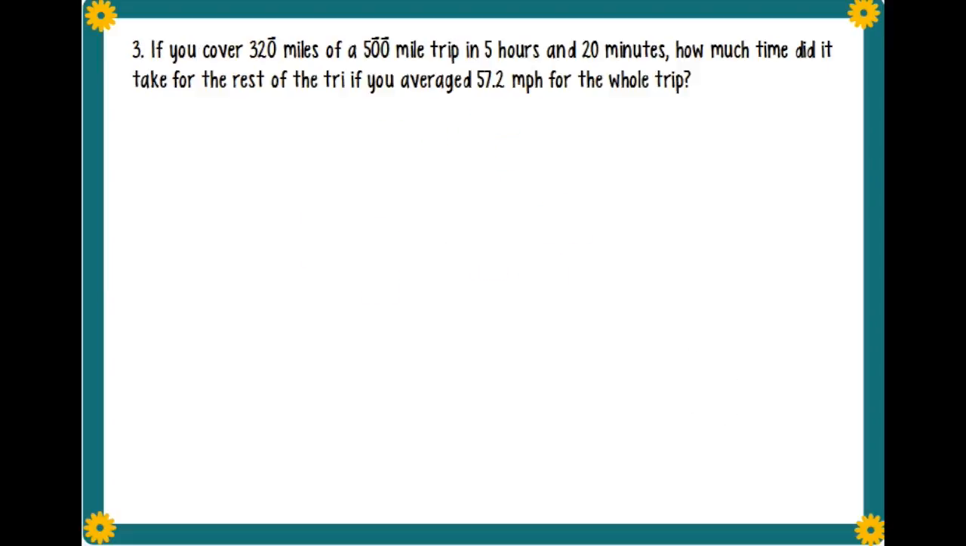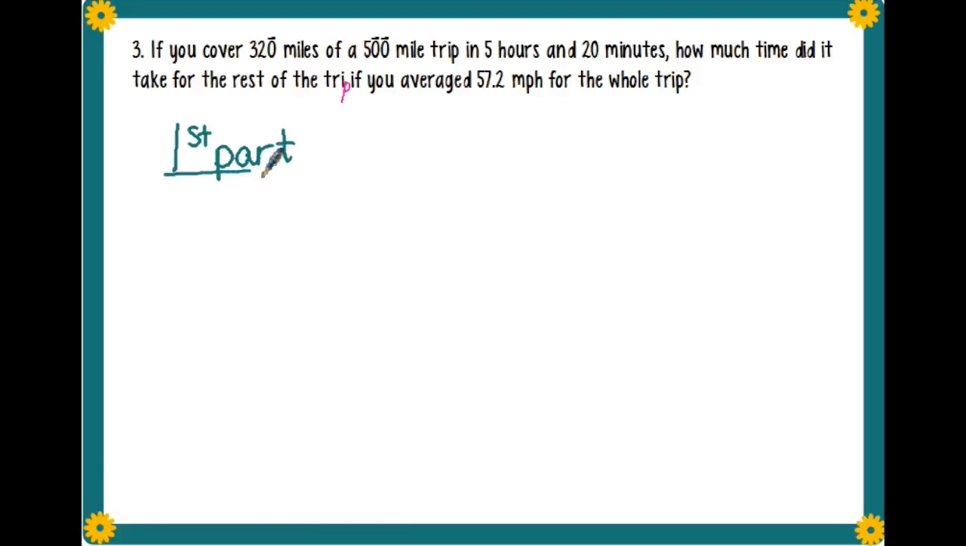If you cover 320 miles of a 500-mile trip in 5 hours and 20 minutes, how much time did it take for the rest of the trip? I forgot a P there. If you average 57.2 miles per hour for the whole trip. This is one of those trip problems. You can tell I've got a couple different distances, it's not just a simple v equals d over t. More complicated. So I'll set up my structure.